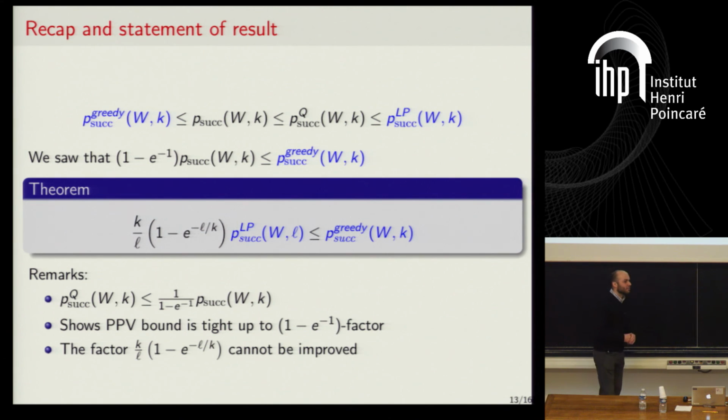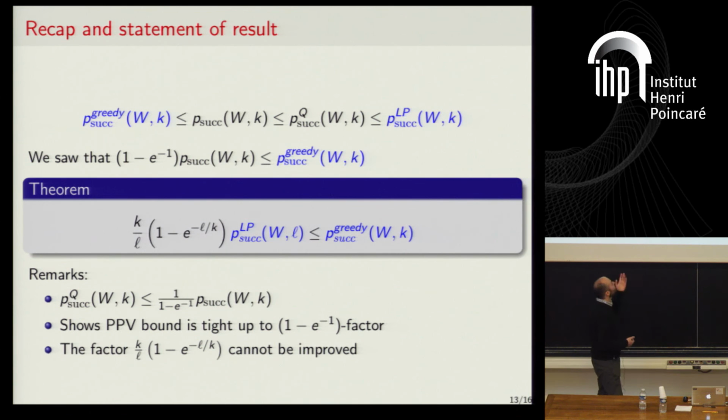Let me recap and state the main result. Let's look first at the two middle quantities. These are the things we're interested in: the success probability for sending k messages over the channel W, with no shared entanglement, and then the quantum version with shared entanglement, which is bigger. And we have computationally efficient proxies of these two things. On the upper side we have the LP relaxation, and on the lower side we have the greedy algorithm, which gives you an actual code.